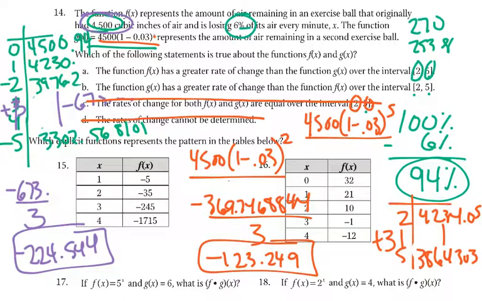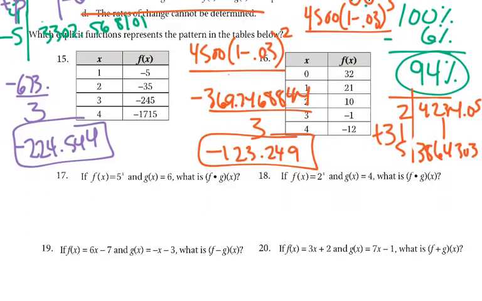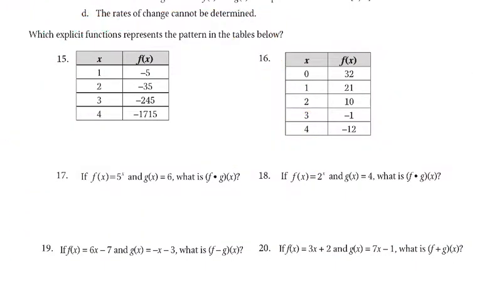Is f of x greater or g of x? Well, red was g of x, purple was f of x. A smaller negative is actually greater, so it would be g of x. So the answer would be B. A lot of work for that, huh? Okay, 17. Or actually 15. Finish this slide, we'll be halfway done.